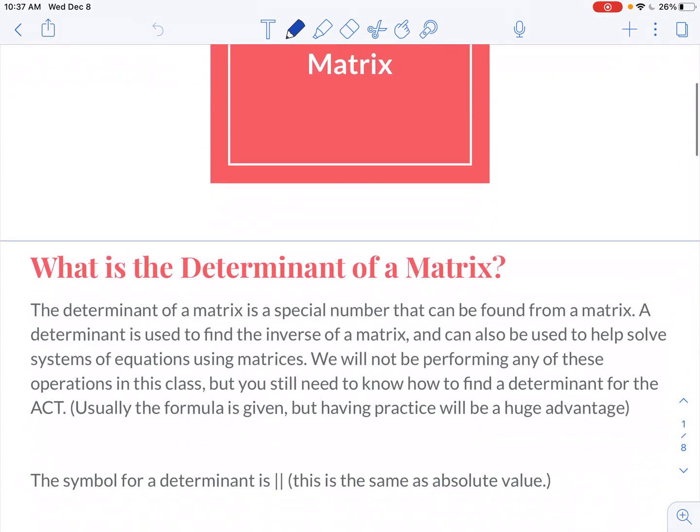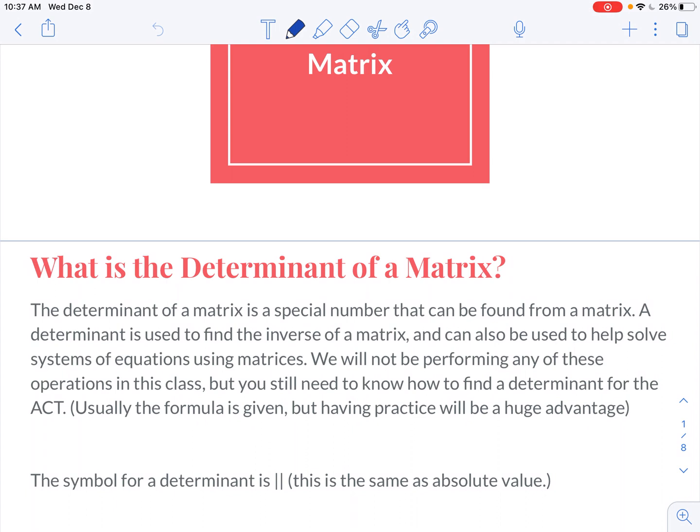So what is the determinant of a matrix? The determinant of a matrix is a special number that can be found from a matrix. The determinant is used to find the inverse of a matrix and can also be used to help solve systems of equations using matrices. So we're not going to go into any of the applications of determinants, which might feel like a big cop-out. I realize that we just don't have room for it in our curriculum, and it's not something that we really use in our curriculum that much.